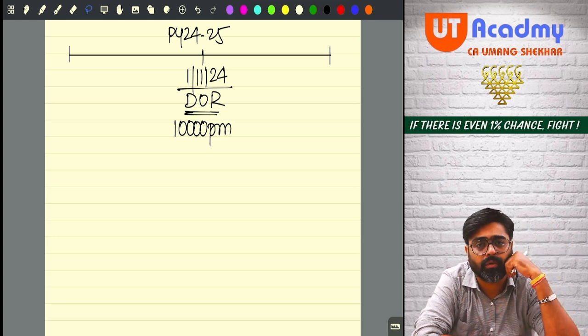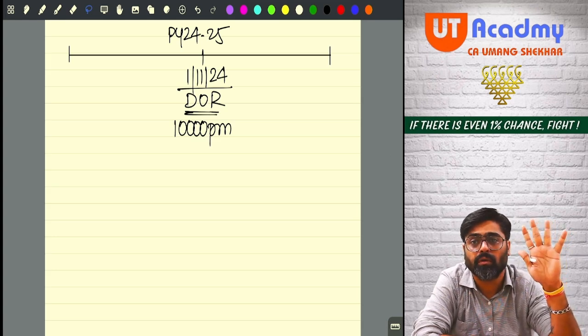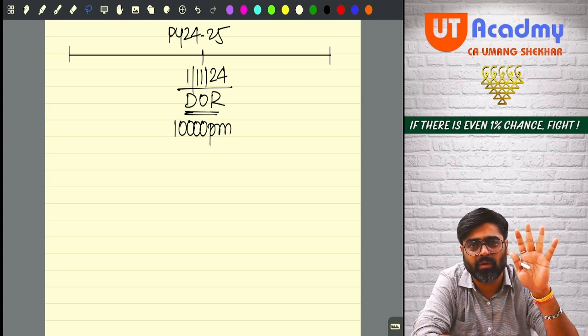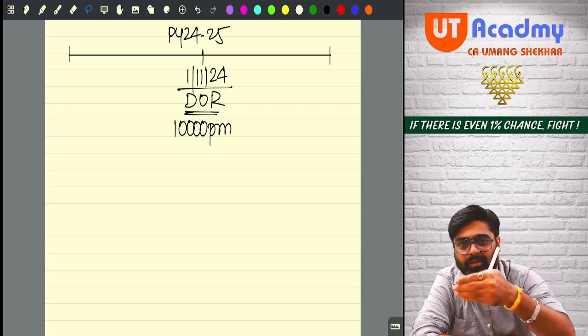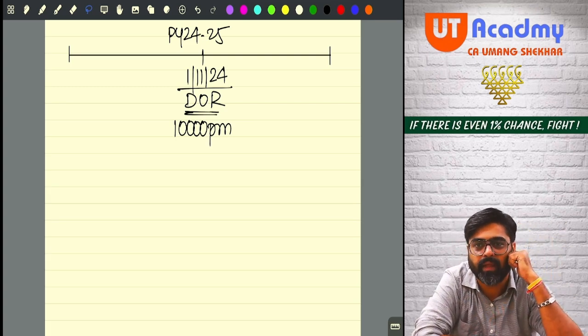So 10,000 starting from November till March. How much is the amount? 5 months, November to March. 5 months only, no? November, December, January, February, March. 5 months, 10,000 will be 50,000. That 50,000 is entirely his uncommuted pension, will be fully taxable. Any problem till here?